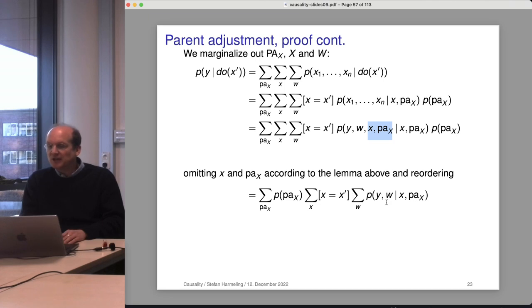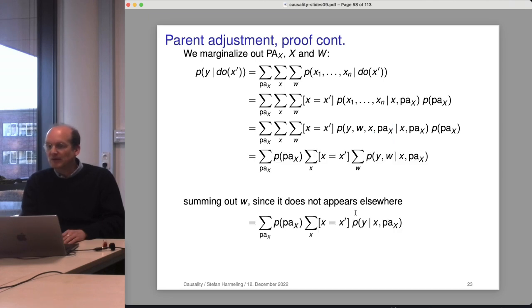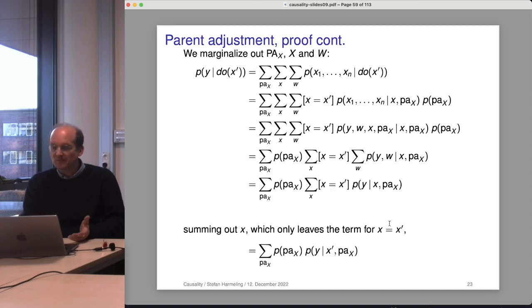Now we have a summation of y, comma w, and we can sum out the w. So the w disappears. And that is what we wanted to have. We wanted to have all the variables that are kind of irrelevant to the story. We need to sum over them over here, but then we need to get rid of them. And that's basically what we are doing here. So we end up with P of y given x.